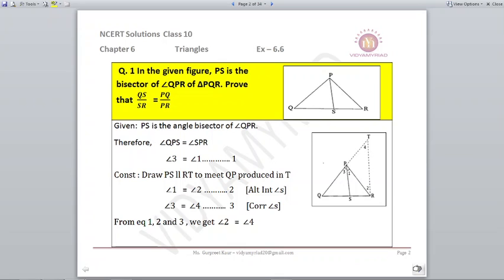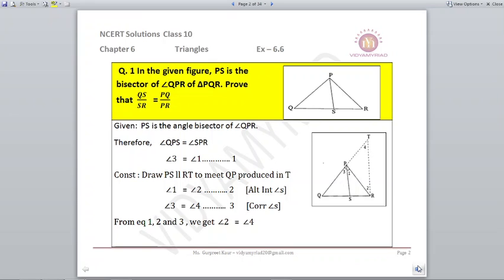PS is the bisector. It means angle 1 will be equal to angle 3. Let it be equation number 1. Now here we are going to draw PS parallel to RT and we will produce QP to meet at T. So it becomes QTR as our one triangle.